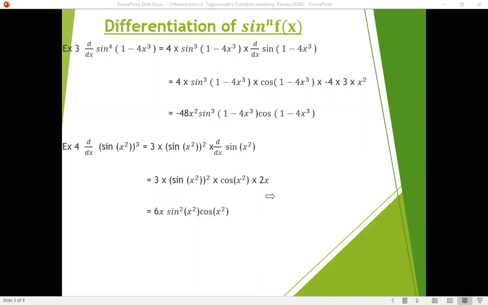2x. Final answer, 6x sine squared x squared cos x squared. I repeat, it's 3 times 2x, 6x.